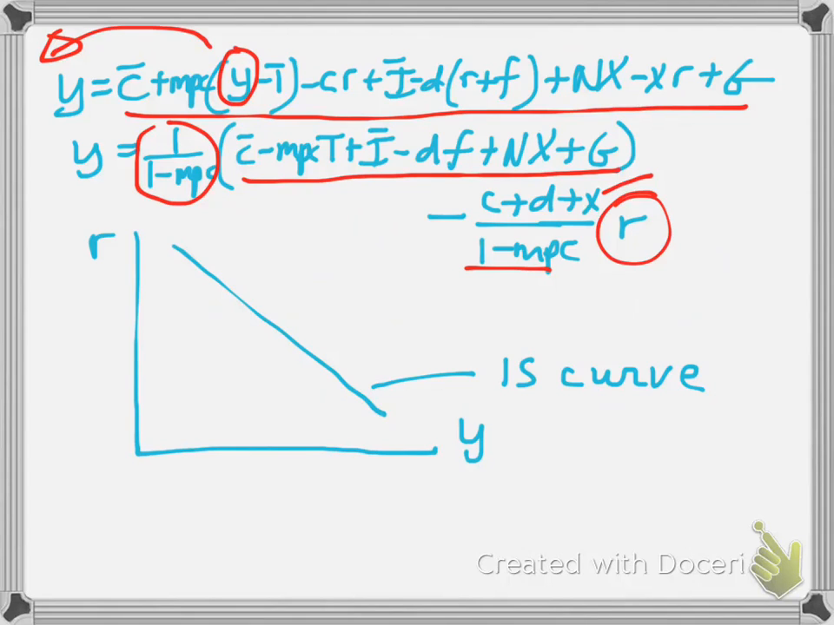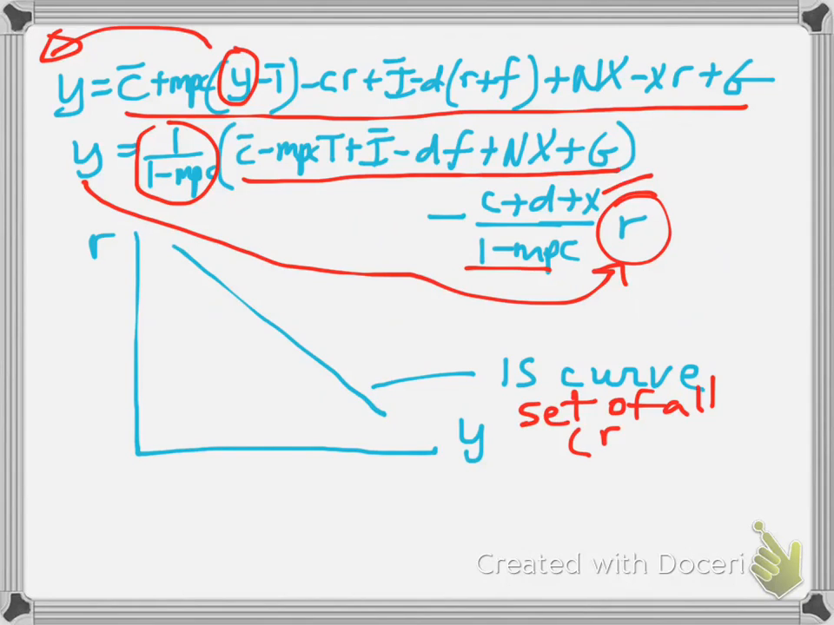Now we have a relationship between y and R, a relationship between the interest rate and GDP, and that relationship is called the IS curve. It's important to remember that this IS curve represents the set of all equilibrium levels of the interest rate and GDP, where planned expenditure equals GDP, where aggregate demand equals GDP. We graph it as a line, but it's really a set of points on the graph. It's a set of combinations of interest rate and GDP where GDP equals planned expenditure.